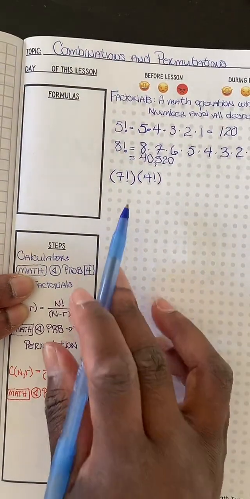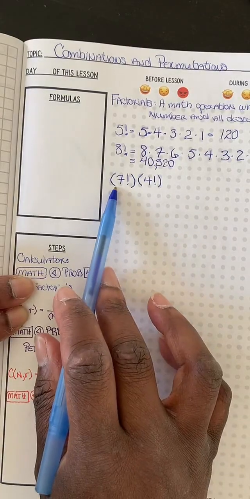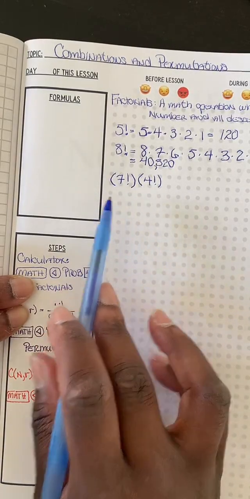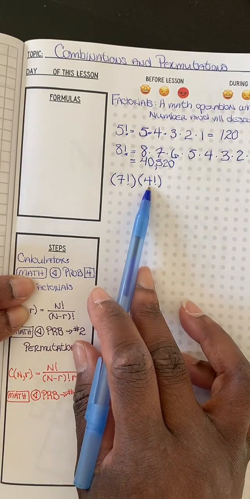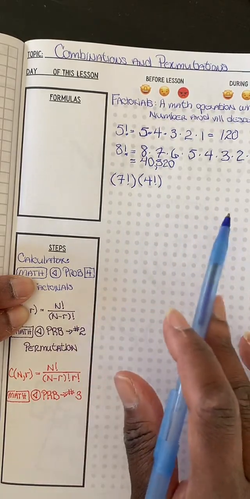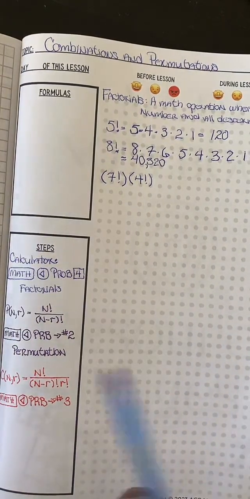Okay, 7 factorial times 4 factorial. So that means you're taking 7 factorial, so that'll be 7, 6, 5, 4, 3, 2, 1. And you're going to times it by the 4 factorial, which is 4, 3, 2, 1. So obviously, it's going to be a nice huge number.